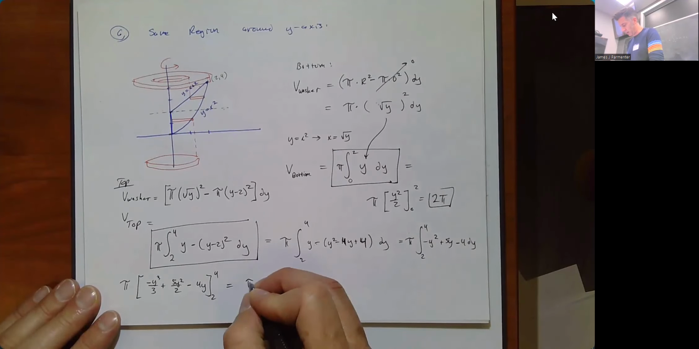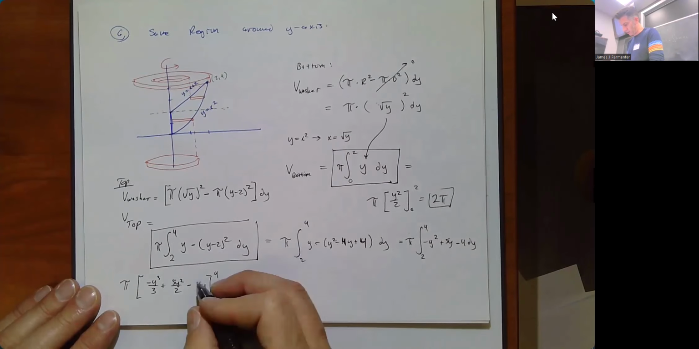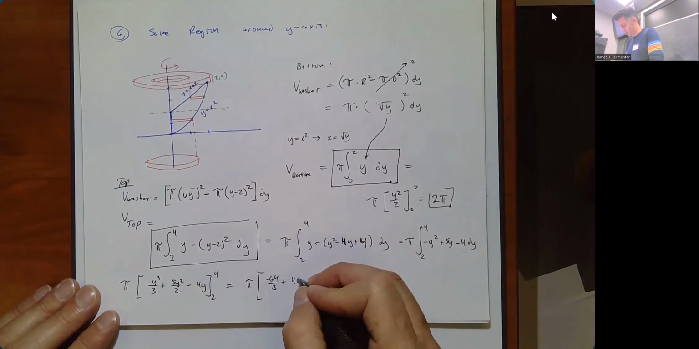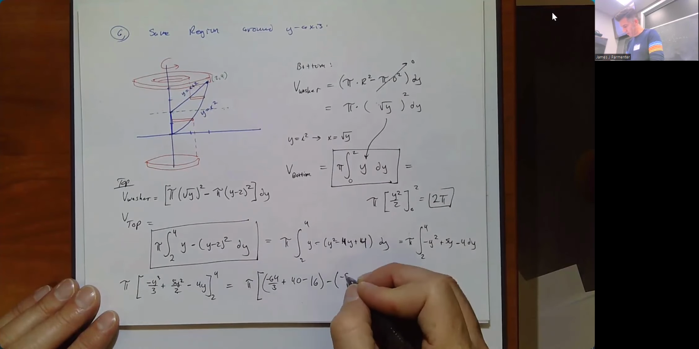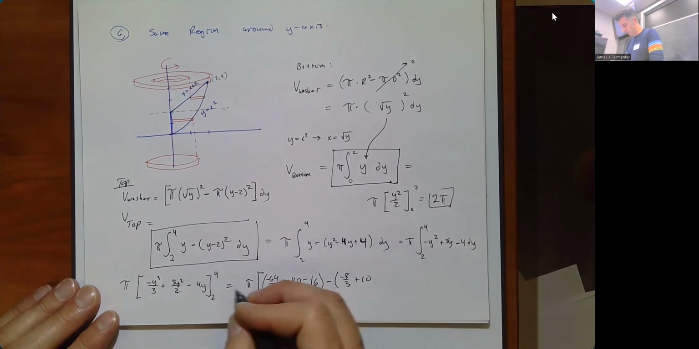You get pi times, plugging in 4, we get negative 64 thirds plus 16 divided by 2 is 8 times 5 is 40, minus 4 times 4 is 16, minus, when you plug in 2, you get negative 8 thirds, 4 times 2 is 8.